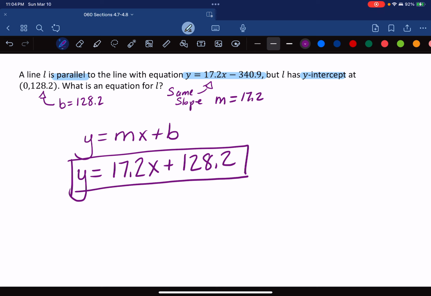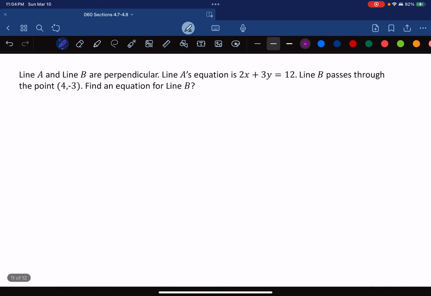Now, sometimes the information that we are given is not quite that simple to just plug in. Sometimes we do have to do a little bit more work. So let's look at this problem. It says line A and line B are perpendicular. Line A's equation is 2x plus 3y equals 12, and line B passes through point (4, -3). This time we're writing an equation for line B.